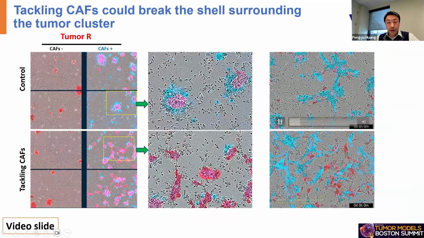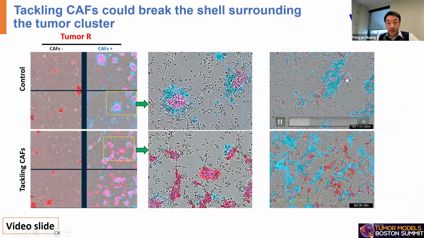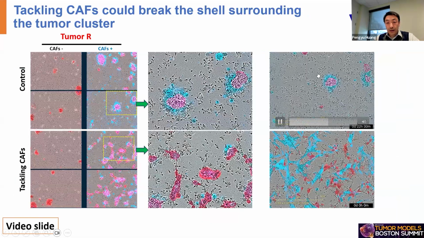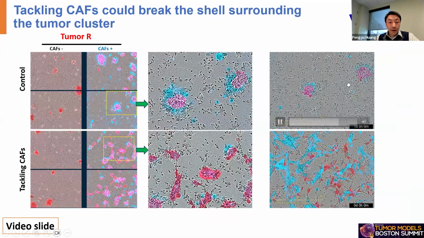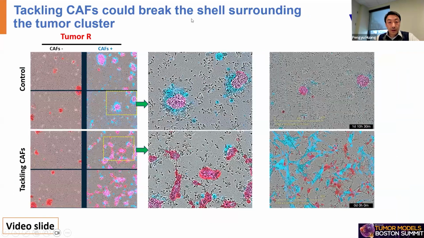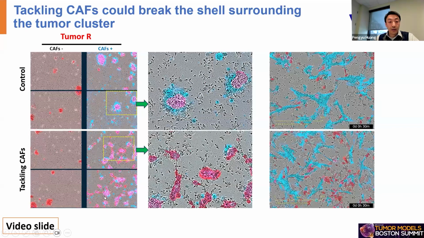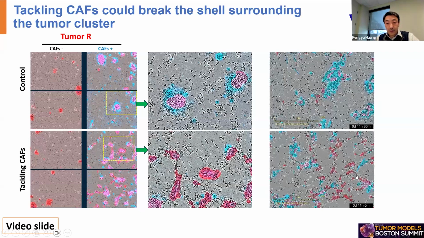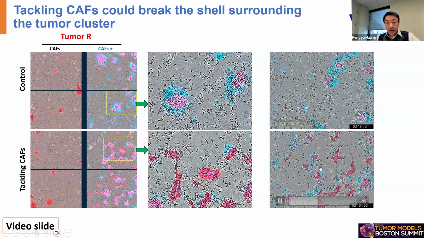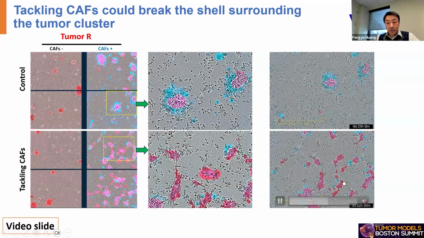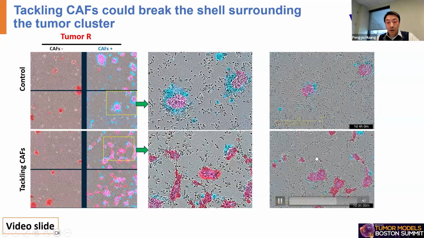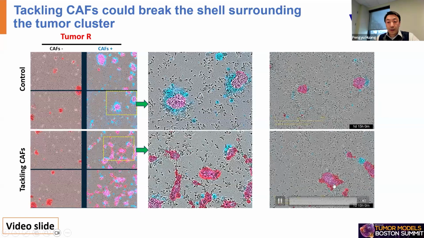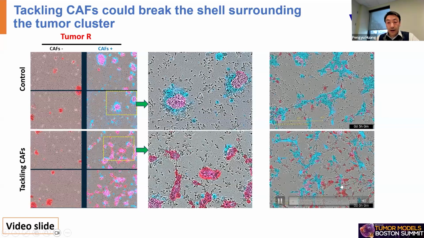Okay, so we already showed that data. The CAFs can protect the tumor and block the CAR-T killing, so that makes the protection. So can we break through this? Then we use an antibody targeting the CAFs. Actually, it's a CAF marker. You can see here the live cell imaging. After we add the antibody to the co-culture CAR-T system, the CAFs no longer surround the tumor, so there's no protection. That allows the CAR-T to kill the tumor.